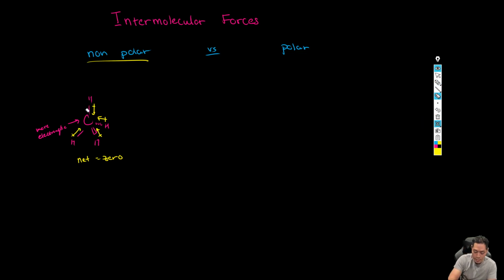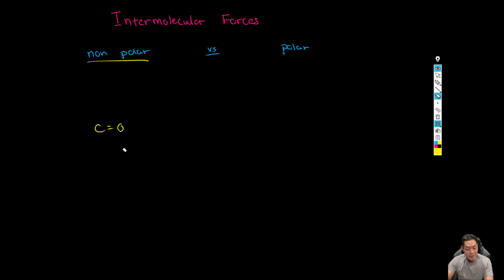Where's my eraser? There it is. So normally in organic chemistry, if I just got rid of this side, if I had a carbon bonded with the oxygen, this is going to be polar because carbon is way less electronegative than oxygen. So what's going to happen?